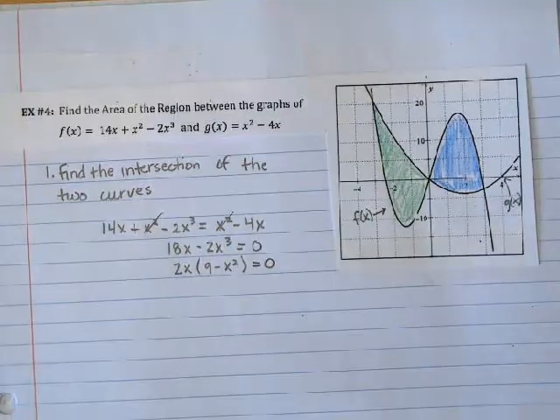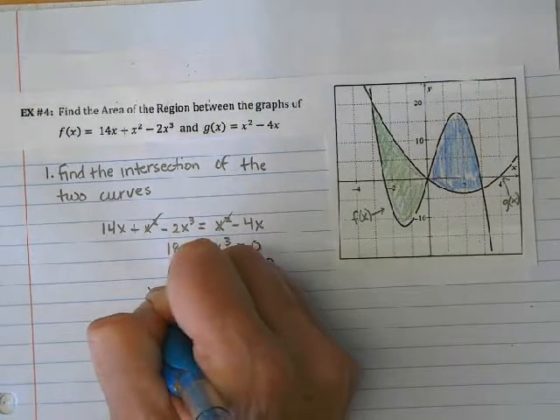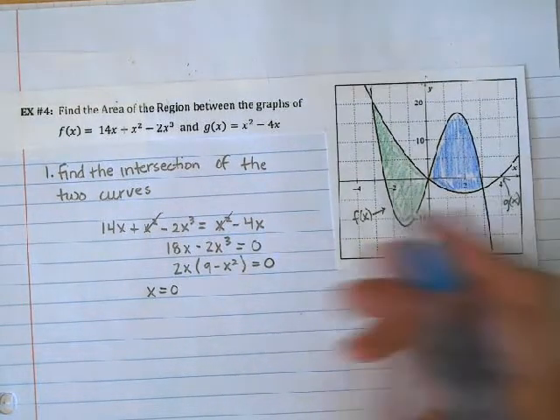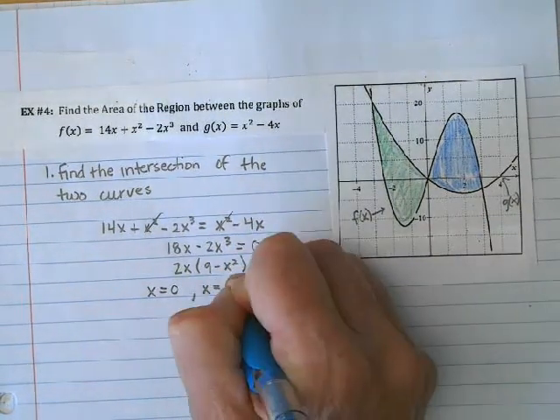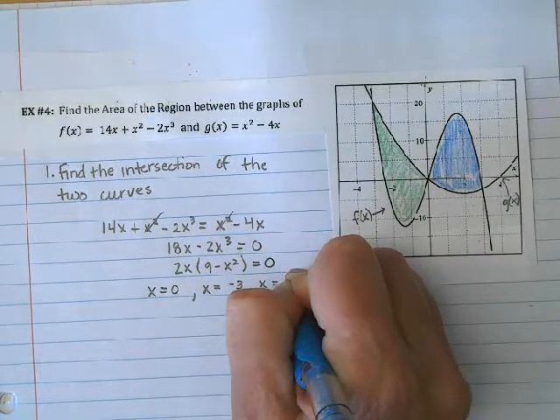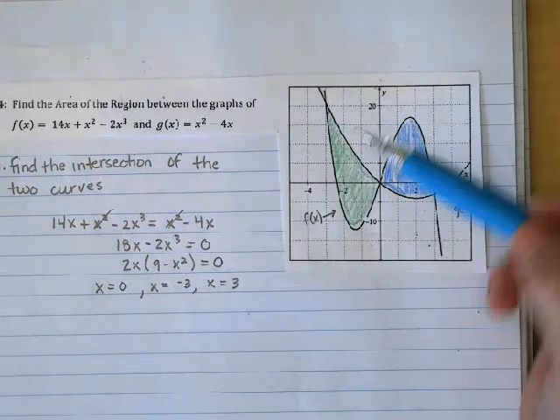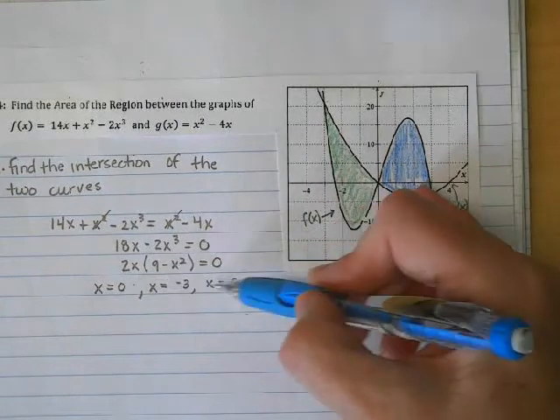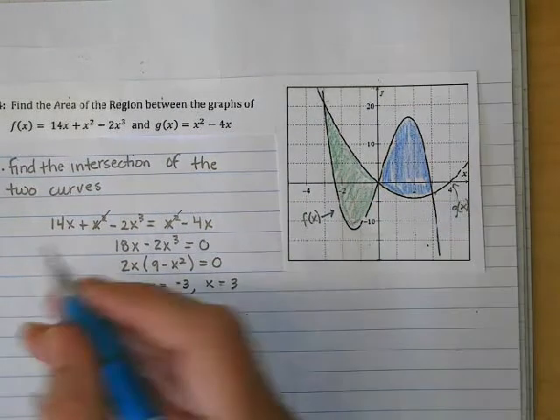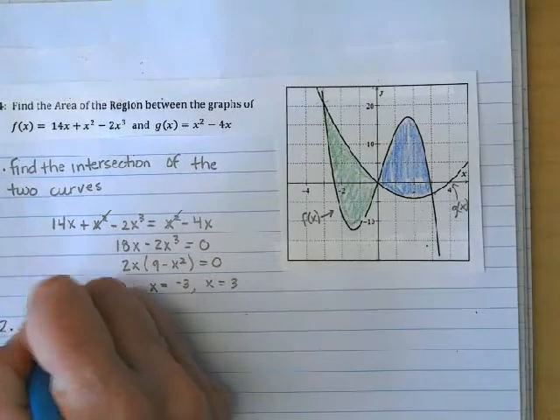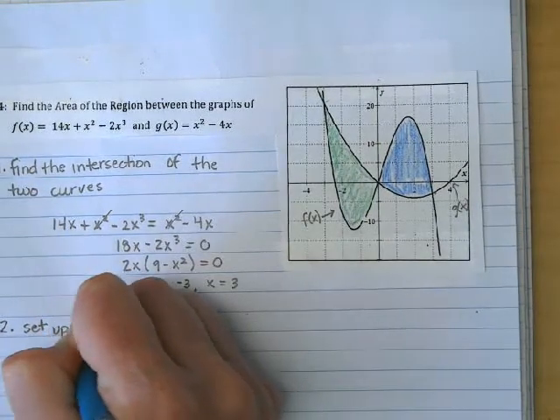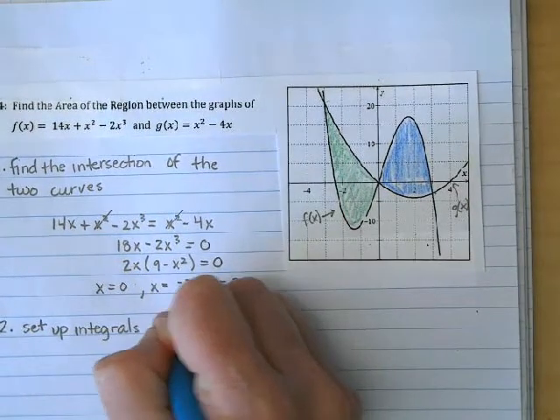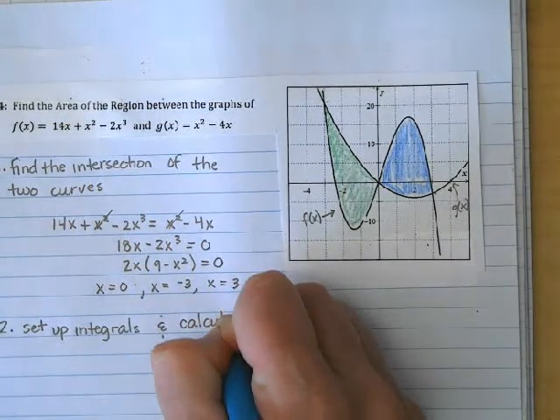Okay, got to set each piece equal to 0. Okay, so 2x equals 0, which means x is 0. This is going to be 3 plus x, 3 minus x equals 0. So x equals negative 3 and positive 3. Okay, and we can see, since we have the graph, that that is exactly where they're crossing. Okay, so I'm going to have to take that into account when I set up these integrals. Okay, so that's the second part. Okay, we're going to set those up, and we're going to calculate the area.